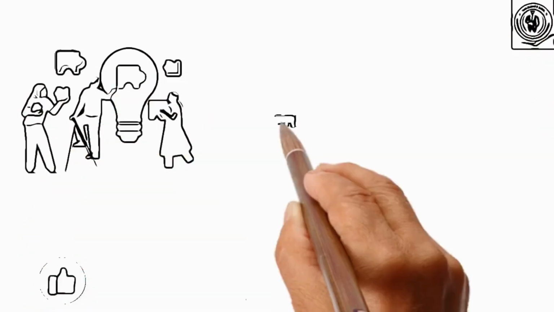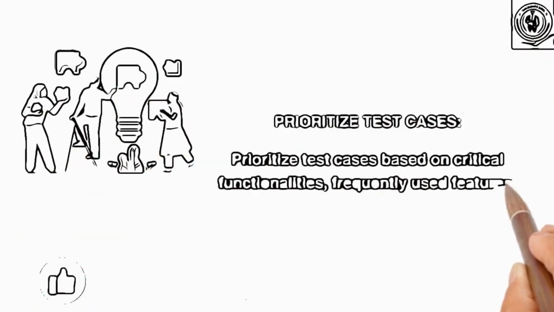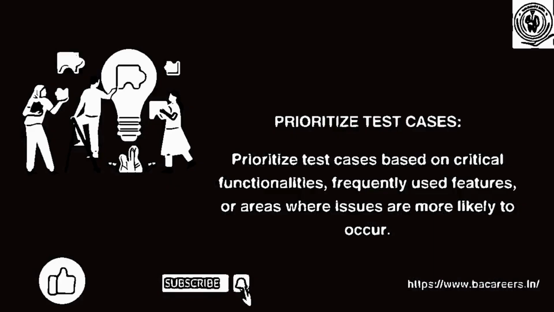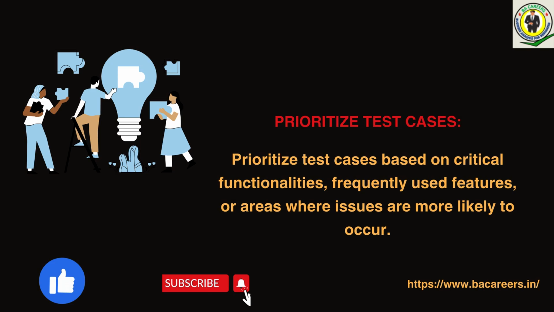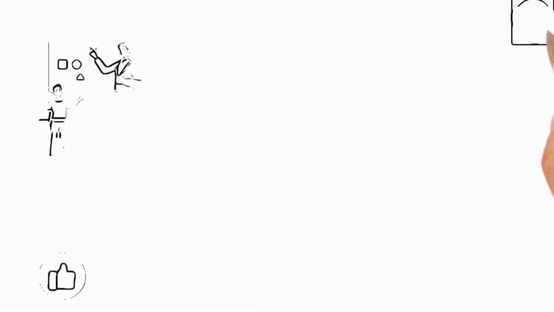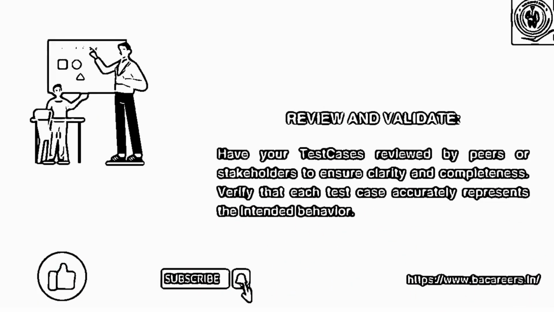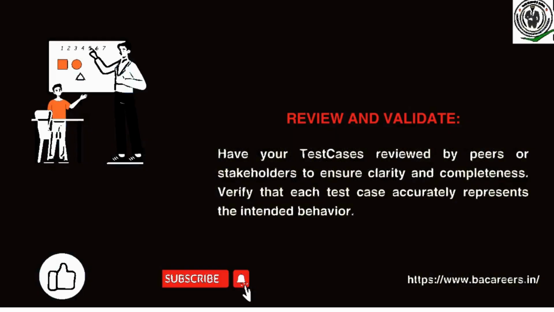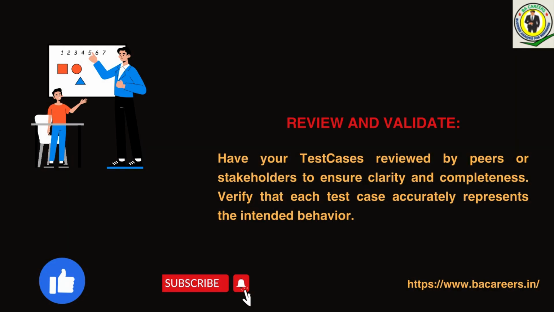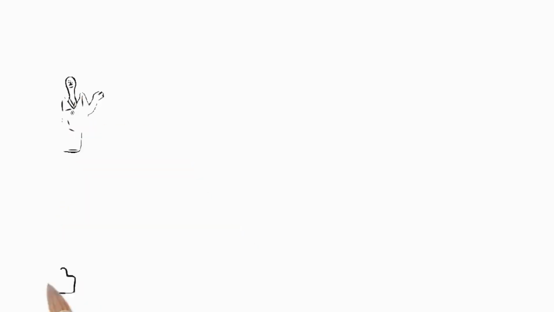Prioritize test cases. Prioritize test cases based on critical functionalities, frequently used features, or areas where issues are more likely to occur. Review and validate. Have your test cases reviewed by peers or stakeholders to ensure clarity and completeness. Verify that each test case accurately represents the intended behavior.